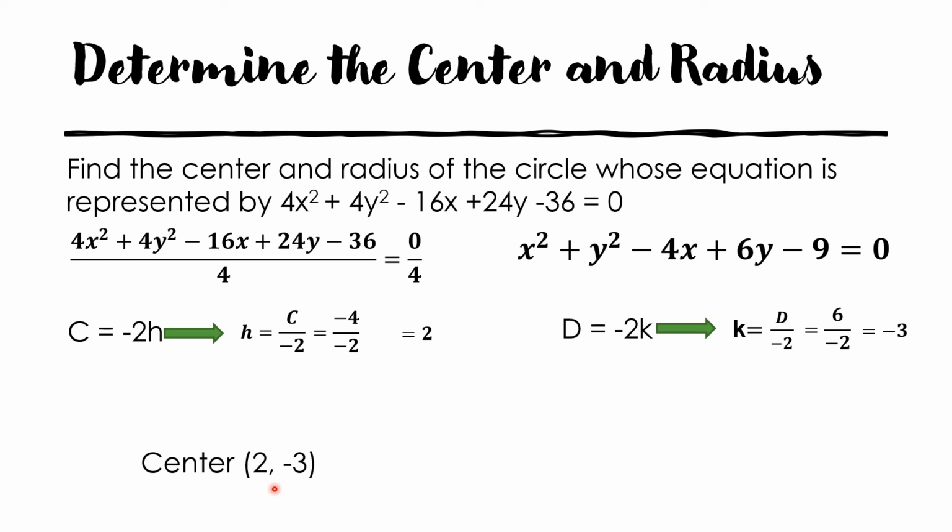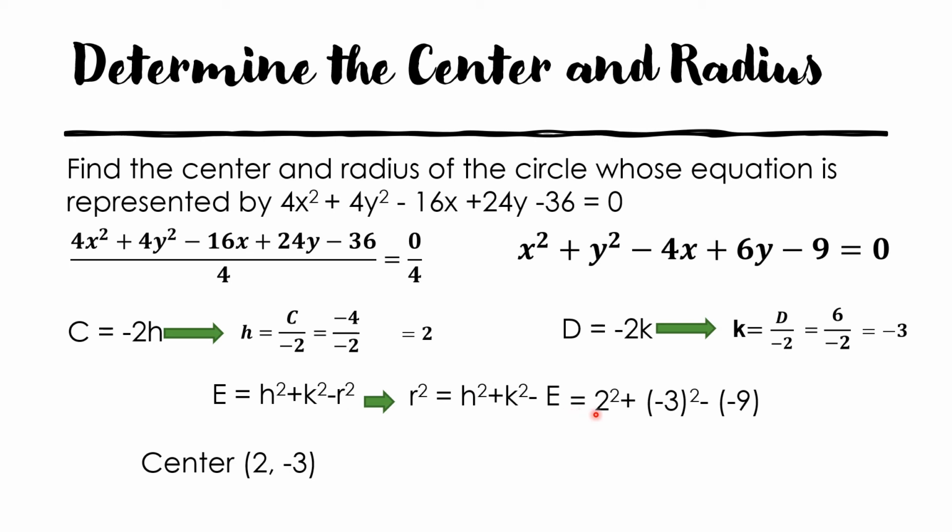Next naman, solve natin yung value ng r squared using yung formula ng e kanina, or yung r squared is equal to h squared plus k squared minus e. Substitute natin yung value ng h at saka yung k na na-solve natin, which is 2 and negative 3, and of course yung e natin, which is negative 9 dito sa ating formula. So we have 2 squared plus negative 3 squared minus negative 9. That will be equal to 22. Pero itong 22 na to, that is already r squared.